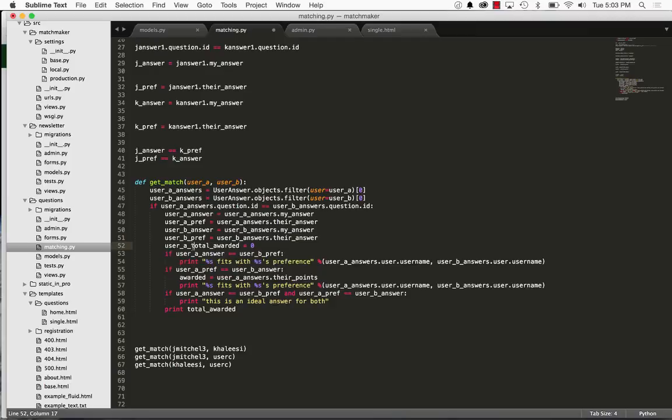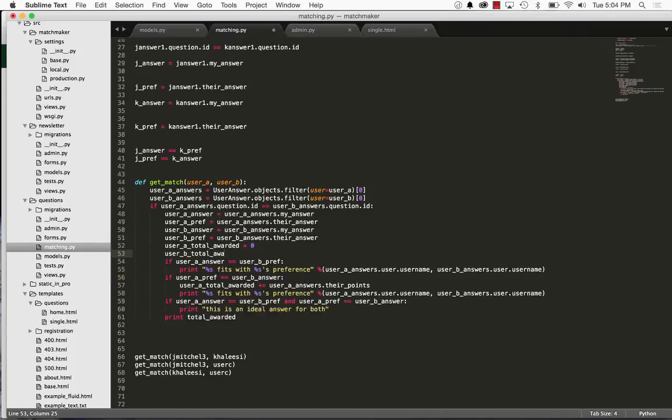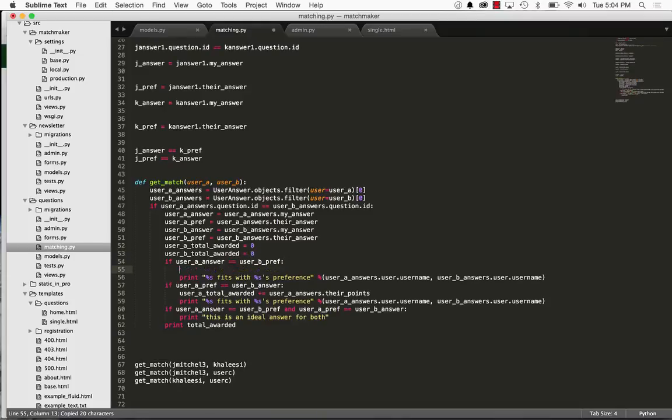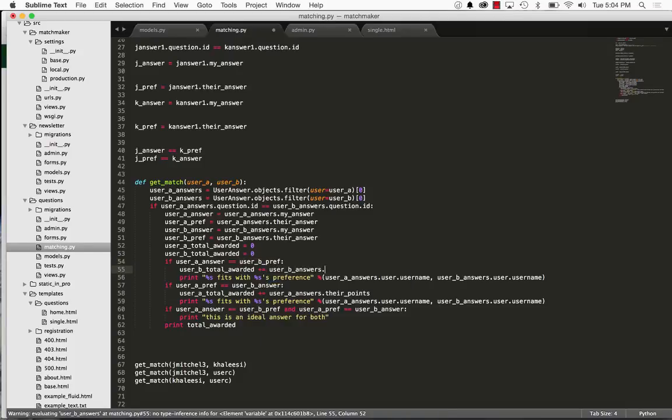total awarded is really what we're going to be doing. And I'm just going to add it, so I'll say plus equals that. And then we'll say user B total awarded equals 0, and it's going to be the same thing. This time, user B total awarded plus equals, now it's going to be the user B points, user B answers dot their points. So again, this is now user B awarding to user A.